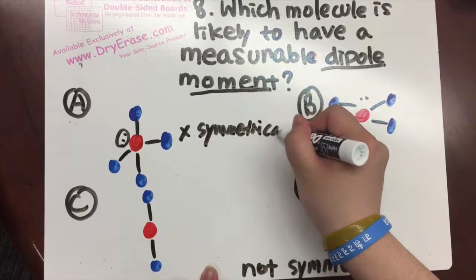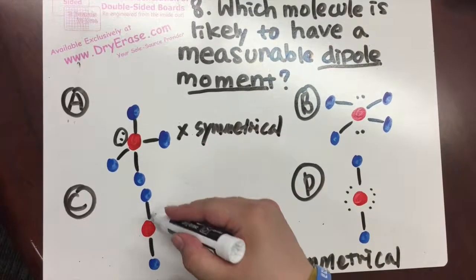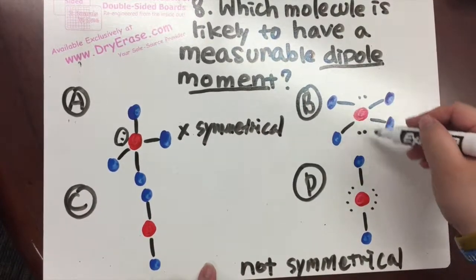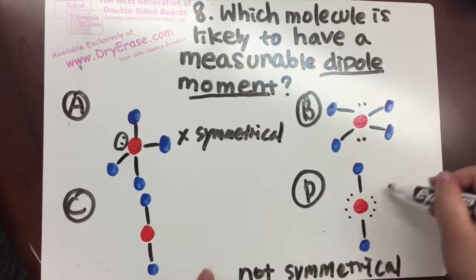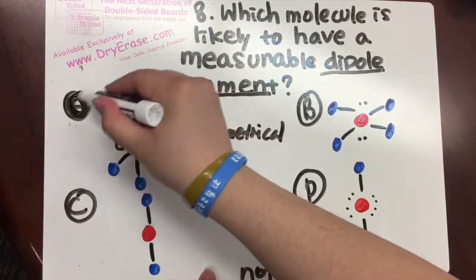So first we take a look at C. We can see that it's symmetrical. The same with B and the same with D. So we can know the answer will be A.